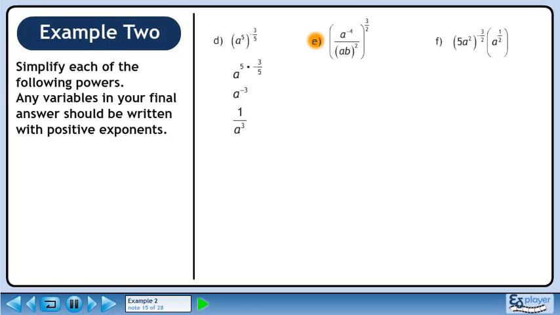Now we'll move on to part E. A to the power of minus 4 can be written as a to the 4 in the denominator. ab squared, where ab is in brackets, is a squared b squared. A to the power of 4 times a squared is a to the power of 6. We add the exponents since we are multiplying powers at the same base.